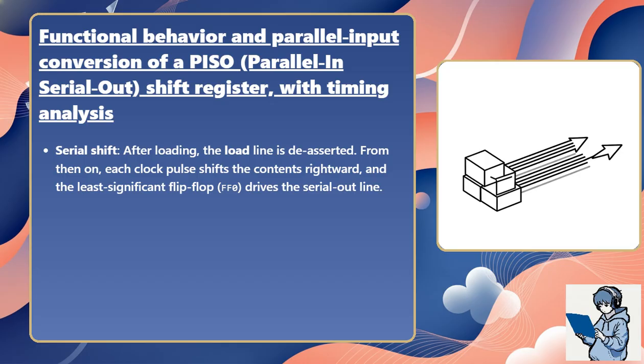After loading, the load line is deasserted. From then on, each clock pulse shifts the contents rightward, and the least significant flip-flop FF0 drives the serial out line.